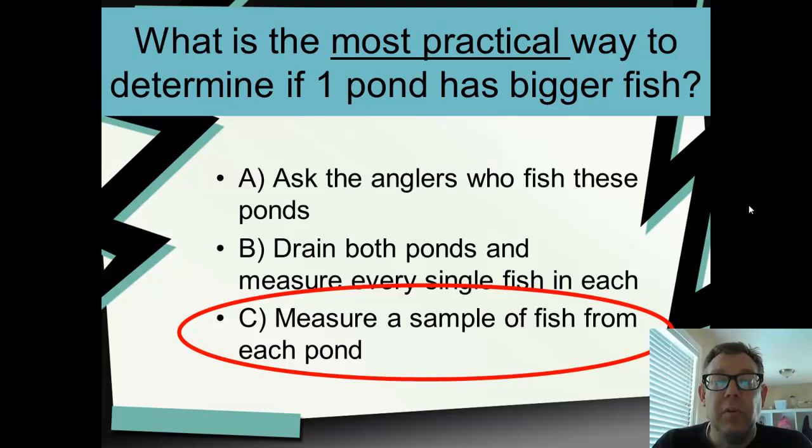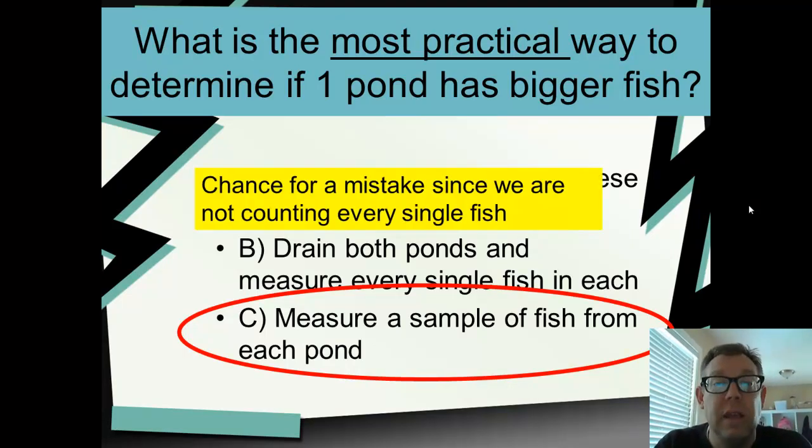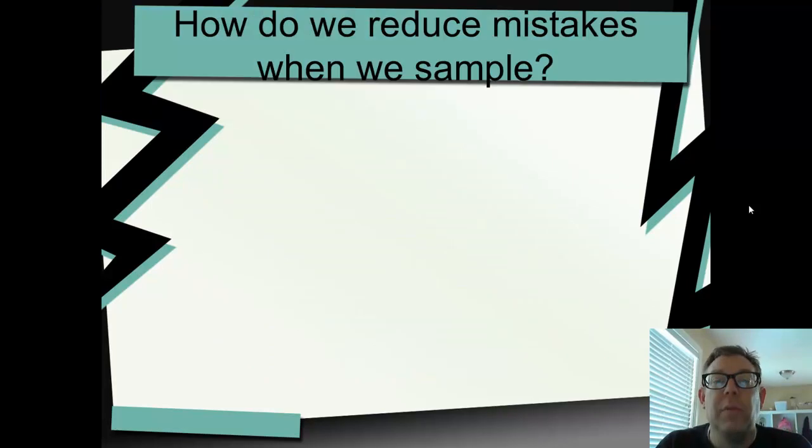So we take a sample from each pond, we take a sample from each group, and we use that to infer and try to answer the questions about our hypotheses. Now, since we are taking samples, there's a chance for a mistake. We might accidentally grab all the biggest fish in one of the ponds just by chance. We might make a mistake in how we collect the fish. We might make a mistake in how we collect the data. So anytime we're not measuring every single individual, there's a chance for error. But there are ways to minimize that error. There are ways to reduce mistakes when we sample.